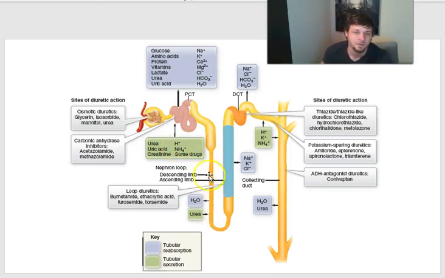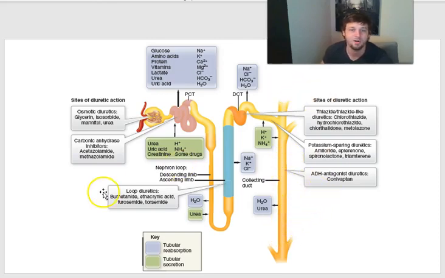Then down here, really important, this loop of Henle for water reabsorption. And then sodium, chloride, potassium in the thicker part of the loop. In your distal convoluted tubules, again, sodium, chloride, bicarbonate, water, secreting your acids, potassium, and nitric. And then as we come down, more water, more urea to concentrate that urine.